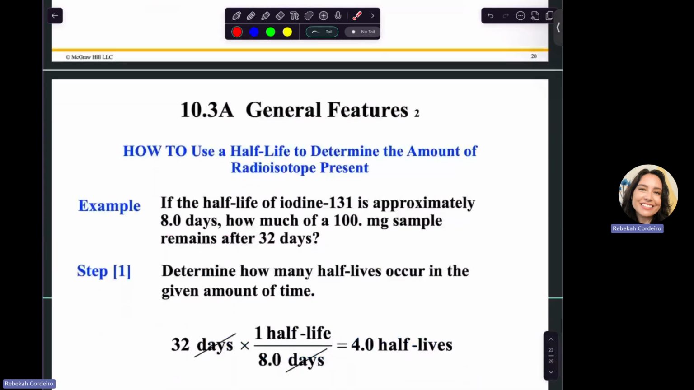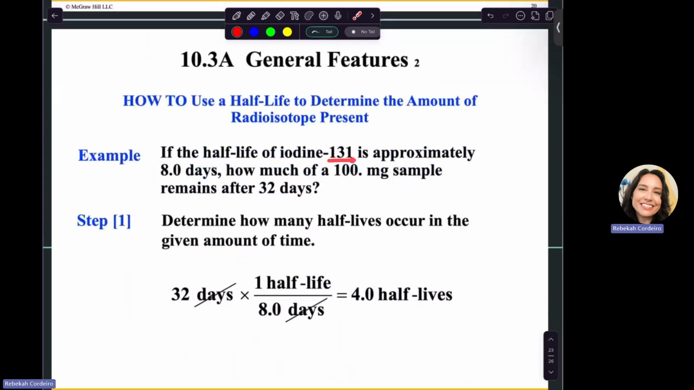So let's think about a problem here. If the half-life of iodine-131 is 8 days, how much of a 100 milligram sample remains after 32 days? So it's been 32 days since I gave the patient 100 milligrams of iodine-131. How much is left after 32 days? We can determine how many half-lives are in that time. If one half-life is 8 days, we use this like a conversion factor. 32 days would be 4 half-lives. So we're going to cut our sample in half 4 times.